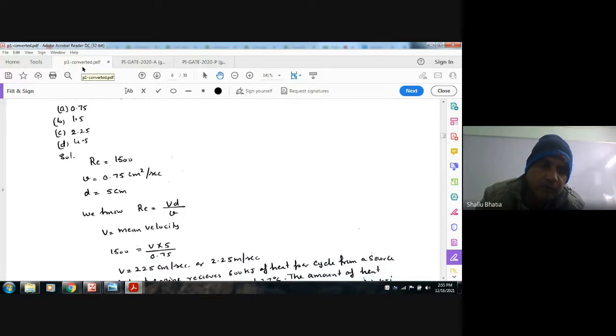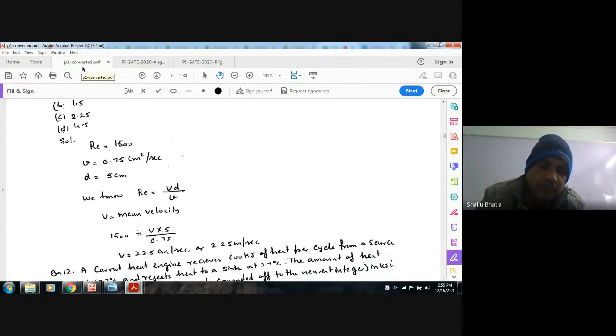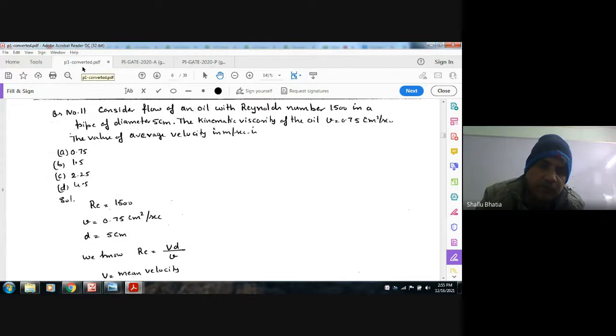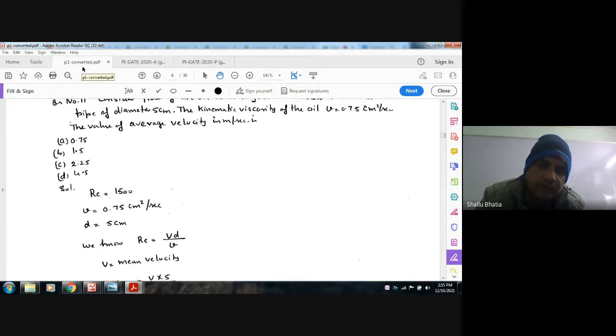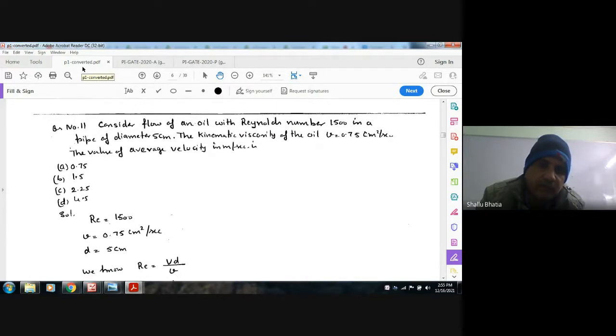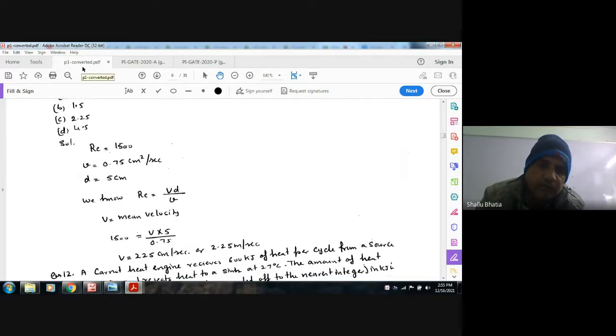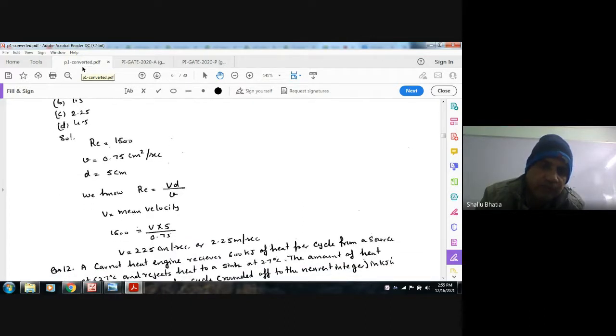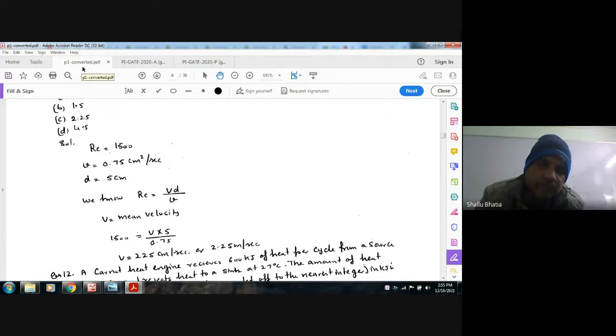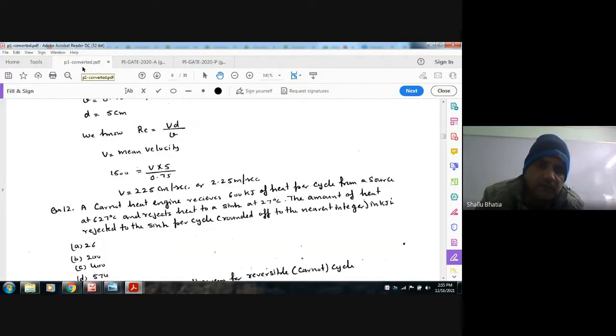We know the Reynolds number is given by V D by mu. The kinematic viscosity is 0.75, D is the diameter, that is 5 centimeter, and Re is 1500. So V is equal to 225 centimeter per second. You can make the calculation, or 2.25 meter per second. So the answer is C.